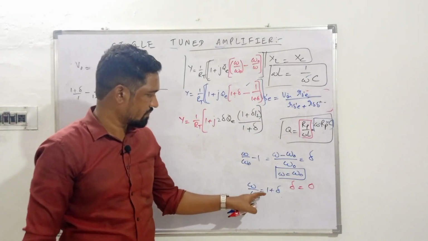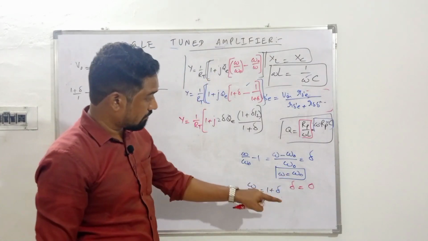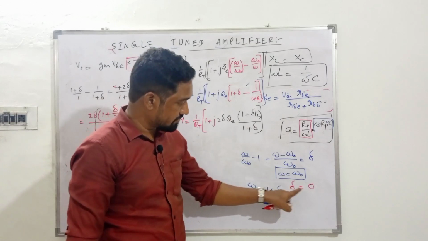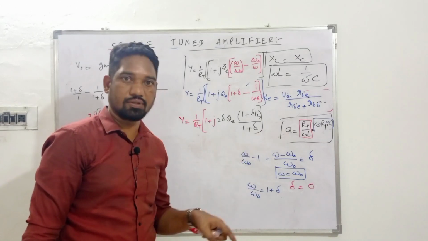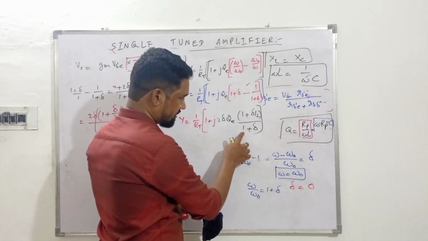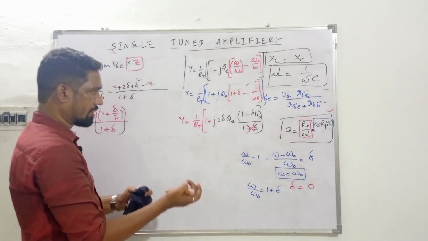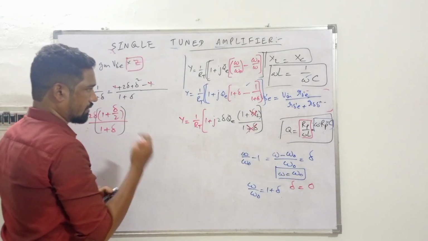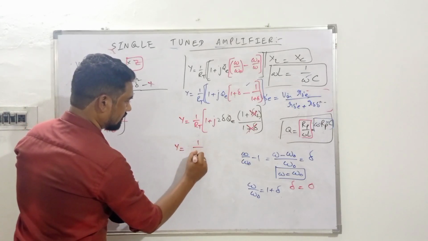So at resonance frequency, if we have del equal to 0, for the frequencies around the resonant frequency, del will be very small. At resonance frequency, if del is equal to 0, for the frequencies around the resonance frequency, del will be a very small value. 1 plus that small value, we don't have this anymore. Okay. And if del is small, half of del will be even smaller, so we don't have this anymore. So what is that? Y will be equal to 1 upon RT.